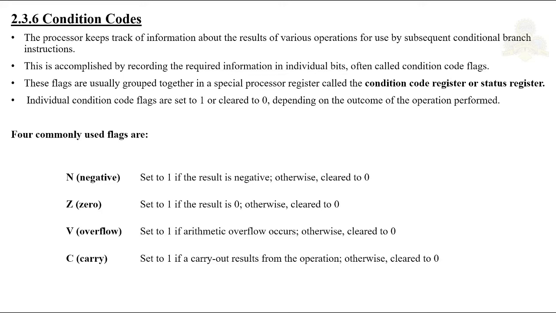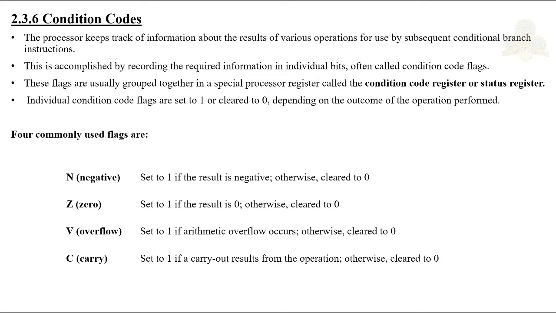The next is the V flag. This indicates whether an overflow has taken place. Whenever overflow occurs, the V flag is set to 1, else it is cleared to 0. The C flag is set to 1 if a carry occurs from the most significant bit position during an arithmetic operation. So whenever an arithmetic operation is taking place and there is a carry, the C flag is set to 1. Otherwise, it is set to 0.